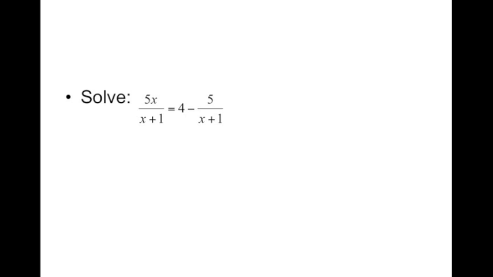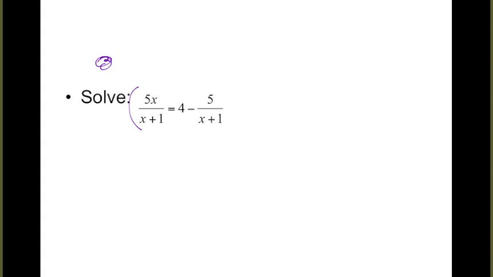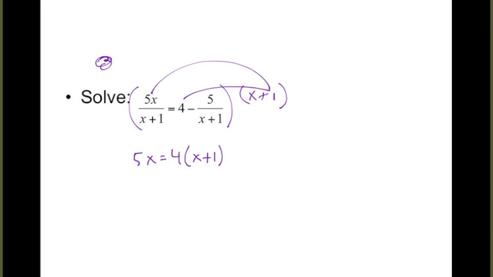Go ahead and try the next one. The least common denominator here is x plus 1. So when I multiply the first fraction, it cancels the bottom, just leaves the top as 5x. When I multiply the 4, there's nothing to cancel, so I'm going to need to distribute. And then when I multiply the last one, it cancels, just leaving the 5.